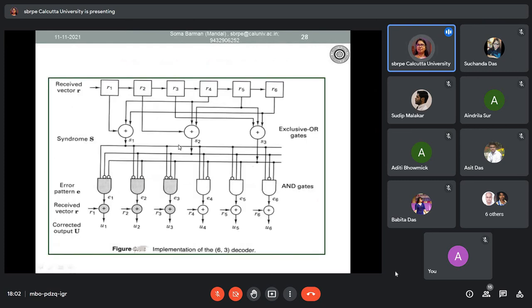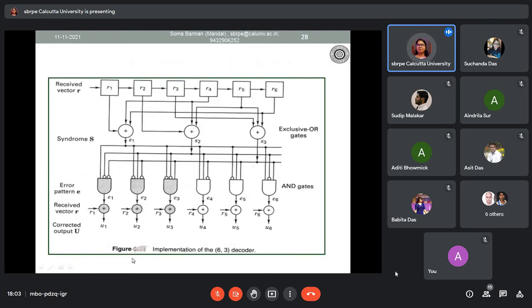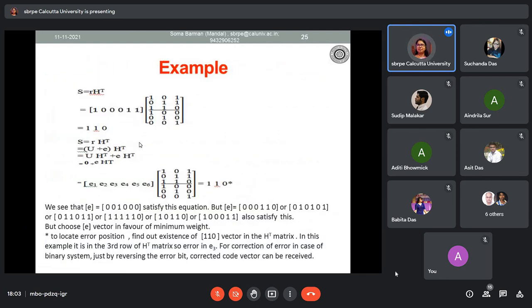So this circuit, as already mentioned, is made up of exclusive OR gates and AND gates to perform the syndrome calculation for any single error pattern. So this is showing the syndrome calculation. In this case, we are considering 3 syndrome bits, because in our case it is a 6-3 code, and always here the syndrome is 3 bits, like 110 or 100.